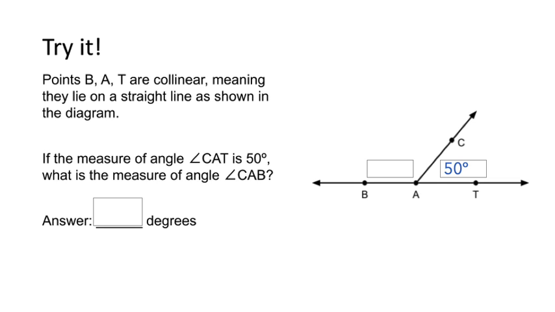Well, hopefully you know that there's 180 degrees in a straight line or a straight angle, so we can simply subtract 180 minus 50 to get 130 degrees. That's the measure of angle CAB.